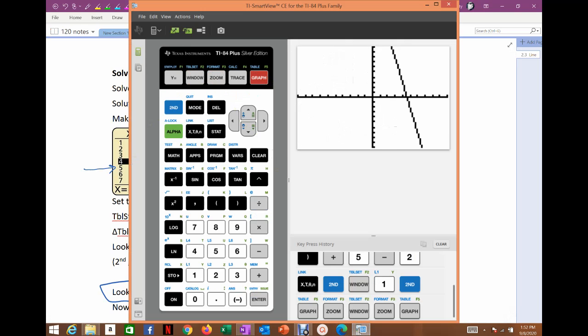And I know my answer should lie between a 4 and a 5, and it does. If you look here, the dash marks represent 1, 2, 3, 4, and then 5. Between 4 and 5 is my answer. I want to find that 0.